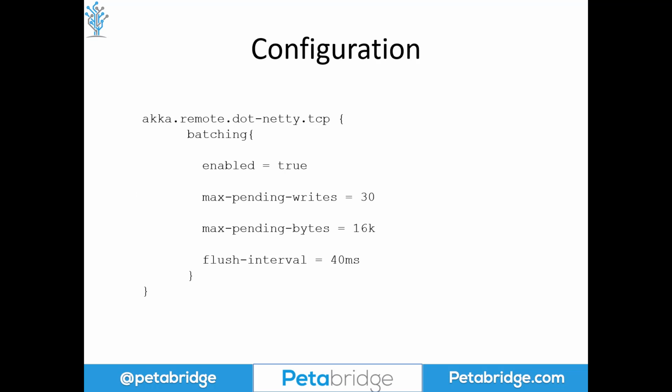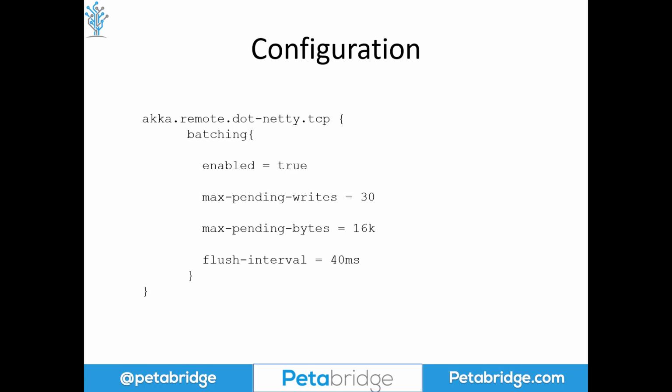It's possible to configure the batching system through this new section we added to the Akka.Remote configuration. These are the default values out of the gate. The batching system is turned on. The number of max pending writes is set to 30. Max pending bytes is set to 16K. And the flush interval is set to 40 milliseconds.